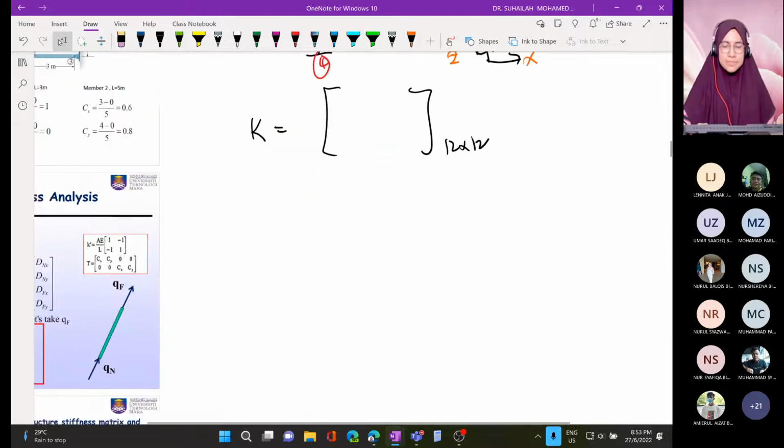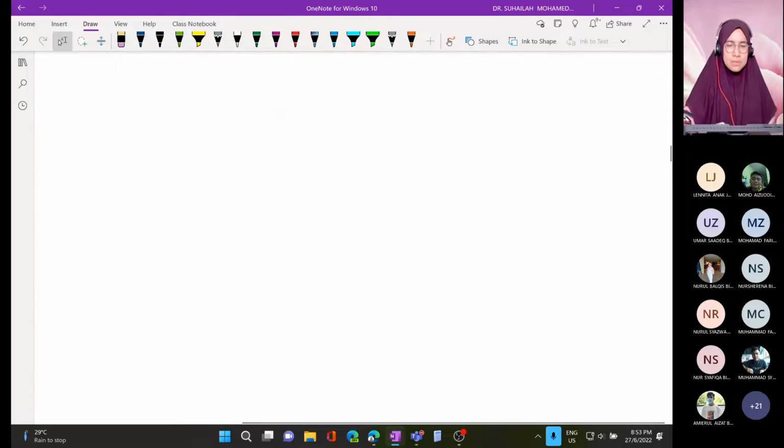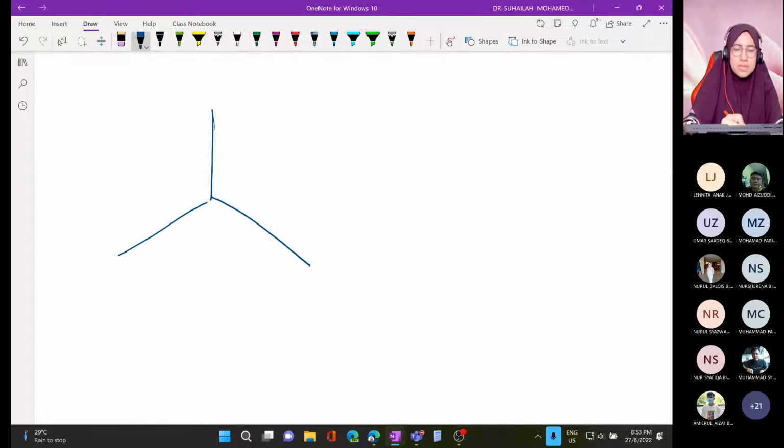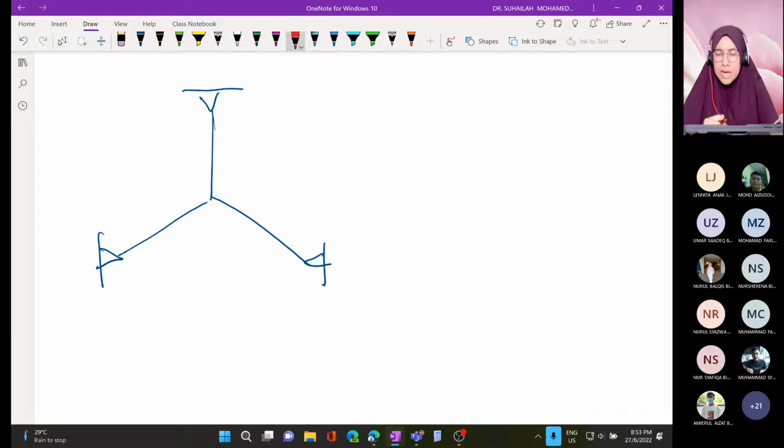So let's say, okay, this one. This is the truss. This truss has 3 elements. Element number 1, element number 2, element number 3. 3 elements, 4 nodes, because each element joins 2 nodes.